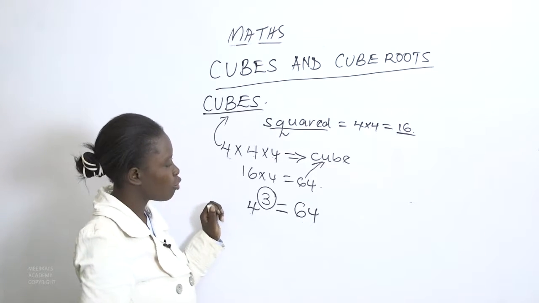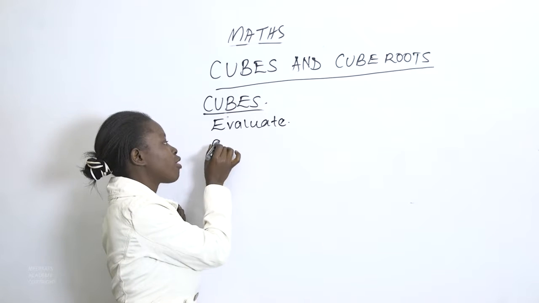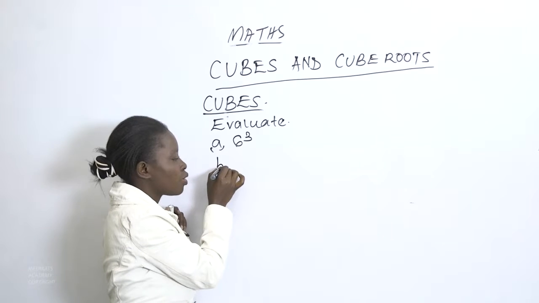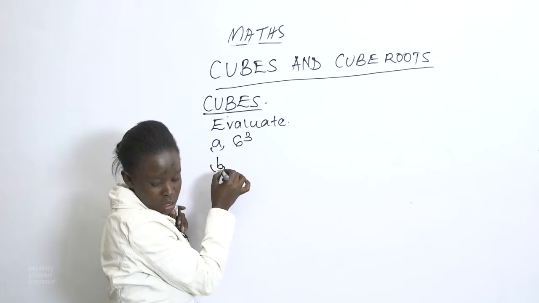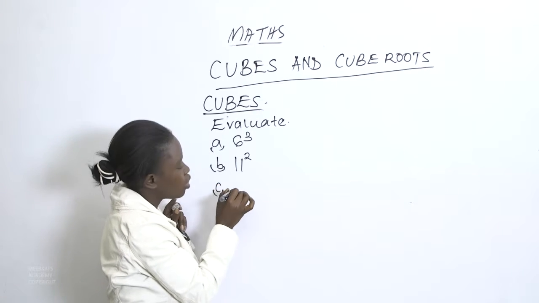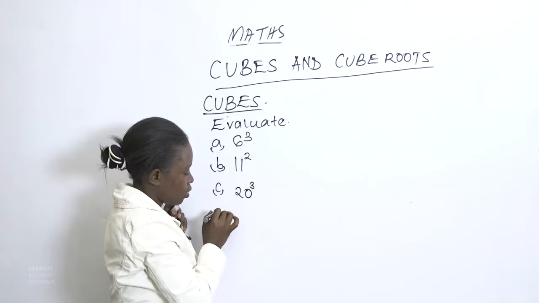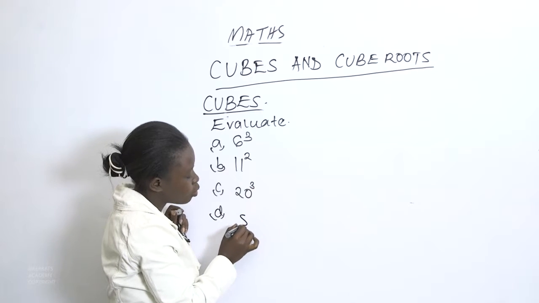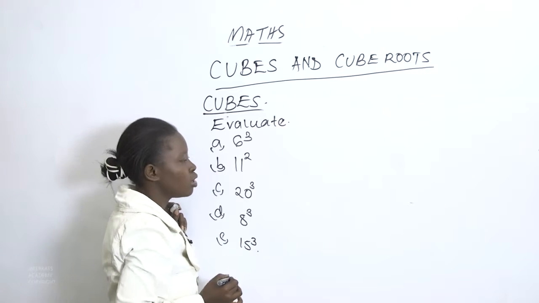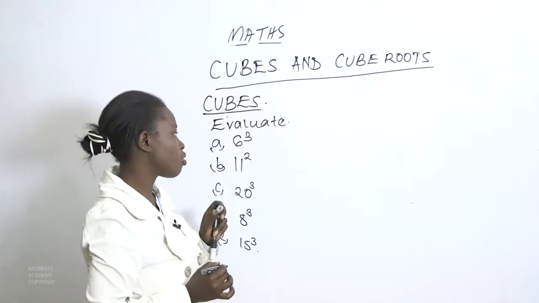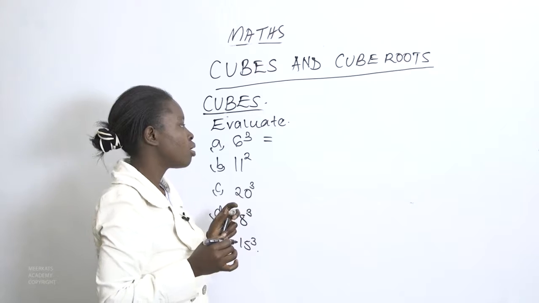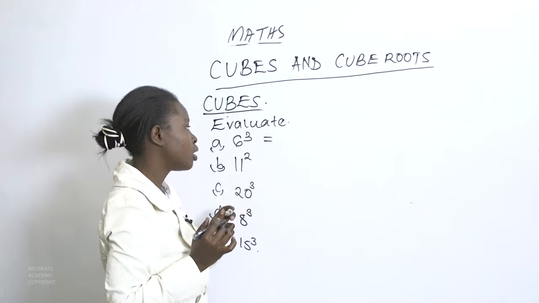Let us look at some few examples to evaluate. The first one I have to evaluate is 6 cubed. The second one is 11 cubed. The third one I have is 20 cubed. Then I have 8 cubed. And finally we have 15 cubed. So how do I get the cubes of these given numbers? We are saying that a cube simply means that we multiply the number repeatedly 3 times.